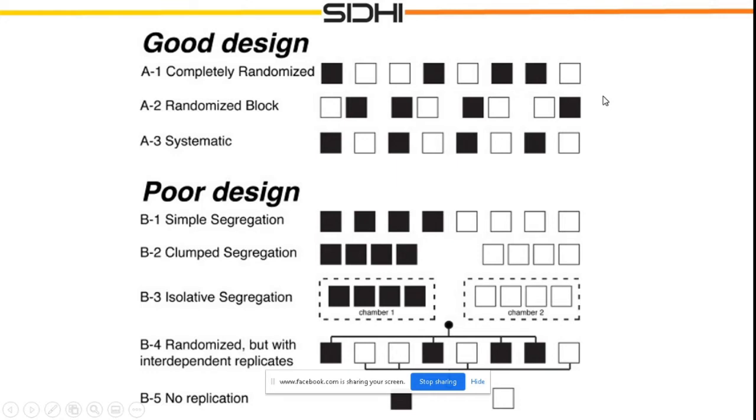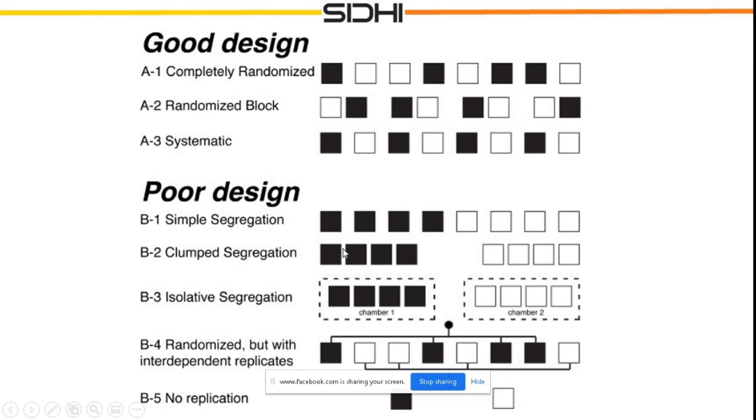Okay, now let's go to the poor designs. You have your simple segregation. So he segregated it based on the treatment. So all of his replicates 1, 2, 3, and 4 are on the left, and all the other ones are on the right. So this is not a good thing because again, if you are doing your experiment in a non-homogeneous environment, okay, meaning the conditions might be different, this will be biased. This is what I'm talking about. If the condition here on the left is better than the condition on the right, definitely the response on the left will be better. Okay.